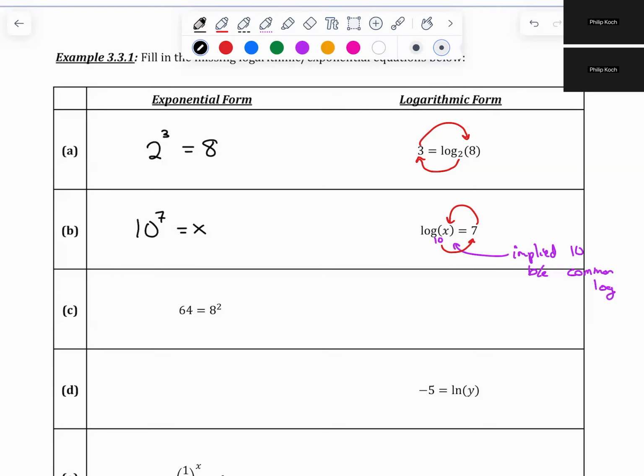The next one, 64 equals 8 squared. So to convert it to exponential form, you start with the base, always start with the base, work your way across the equal sign, and then back over. So it's going to be log base 8 of 64 is equal to 2.